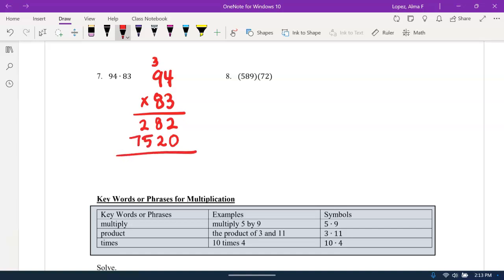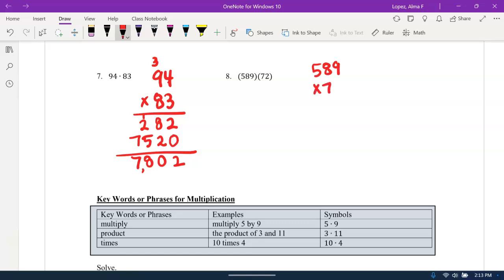And I'm going to add those together. 2, 10, so bring down the 0, carry the 1. 1 plus 2 is 3, plus 5 more is 8. And nothing to add to the 7. So 7,802 is the product.